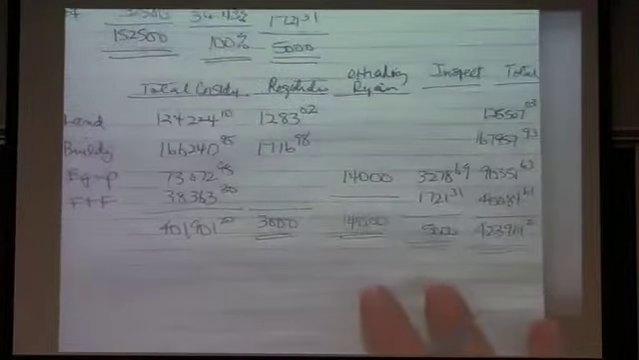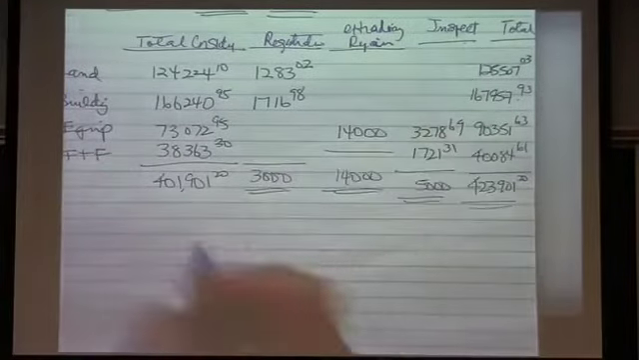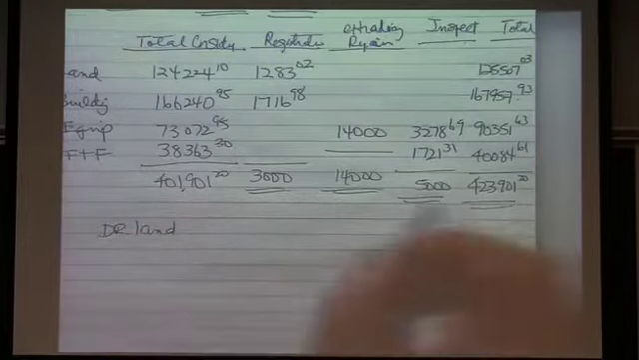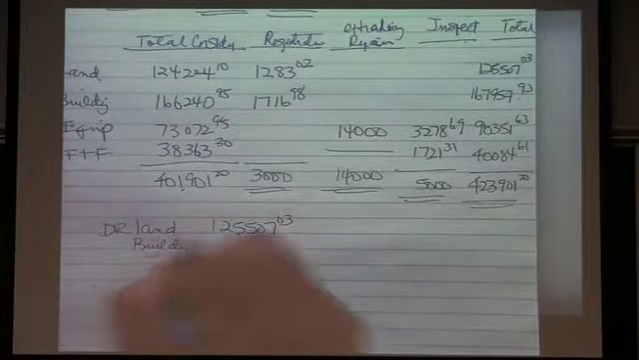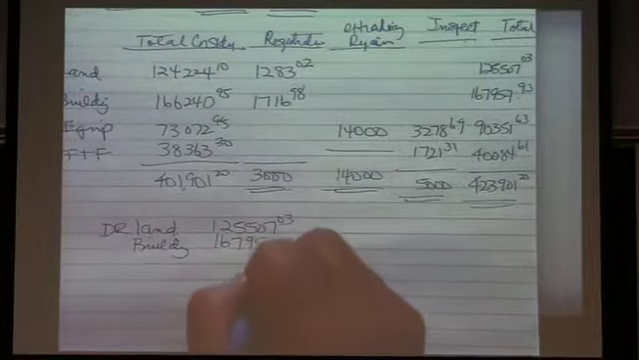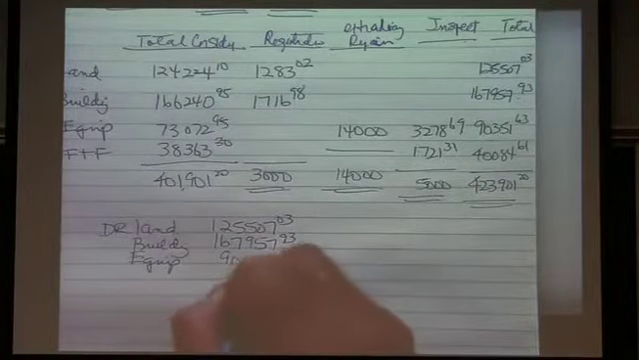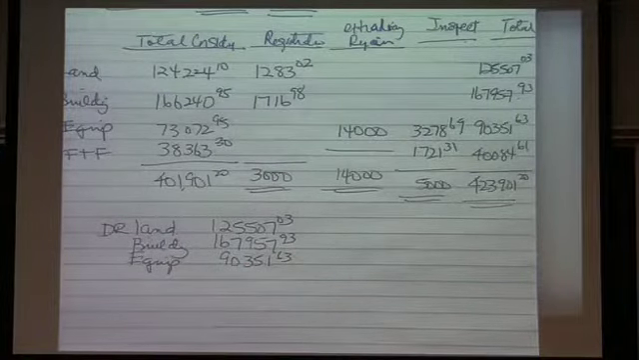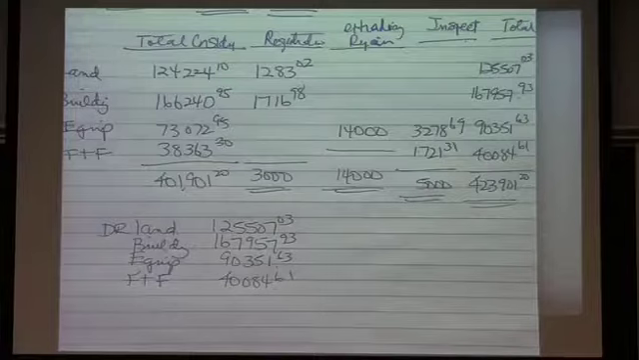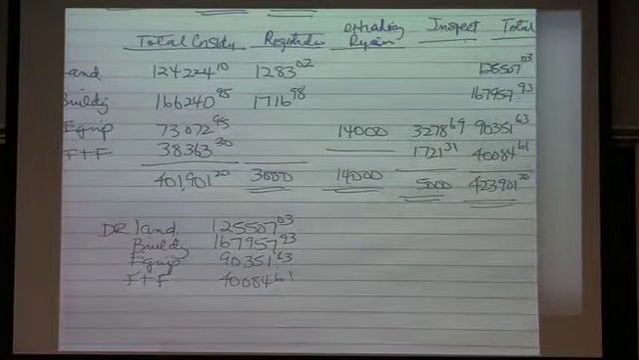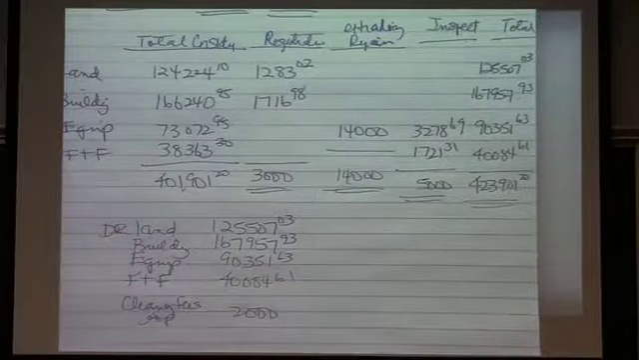So first, let me credit the common shares, right? So what do I do? Why don't I debit land first? 125,507.03. Then debit building, 167,957.93. Equipment is 90,351.63. Furniture and fixture is going to be 40,084.61. Now remember, we had to clean, right? Cleaning fees is an expense. 2,000 because we had to clean it.